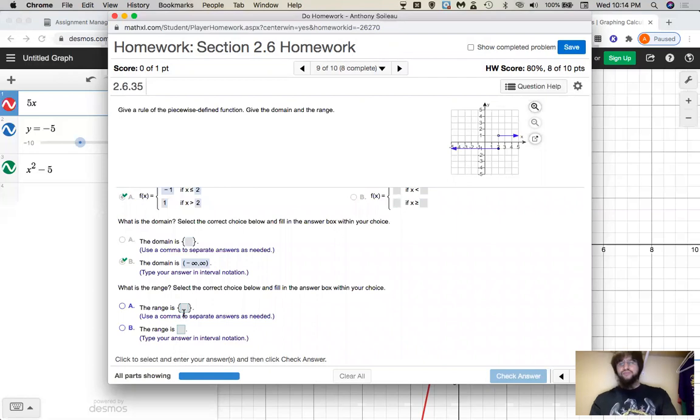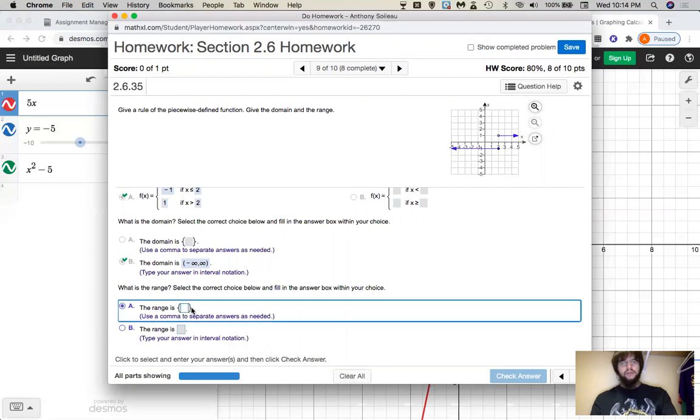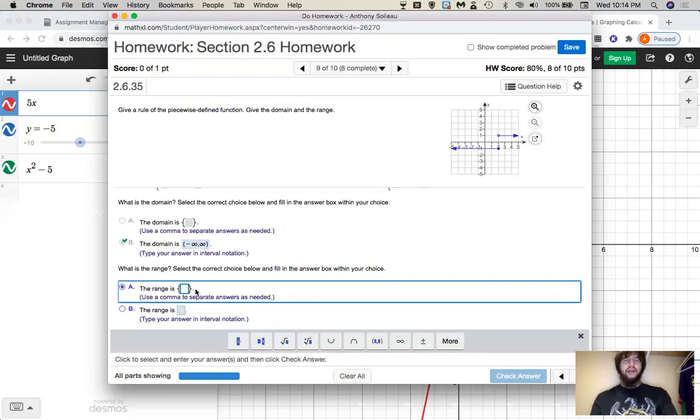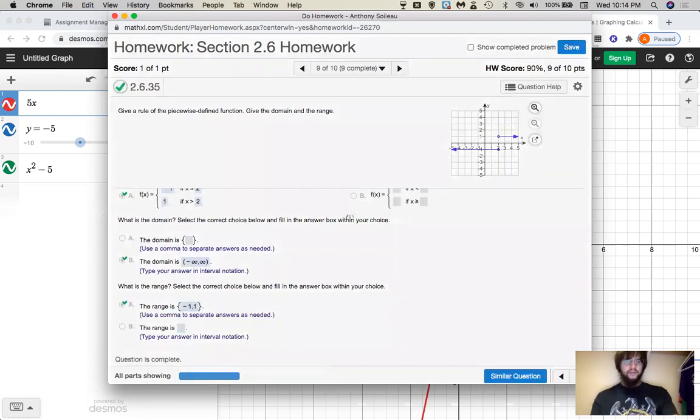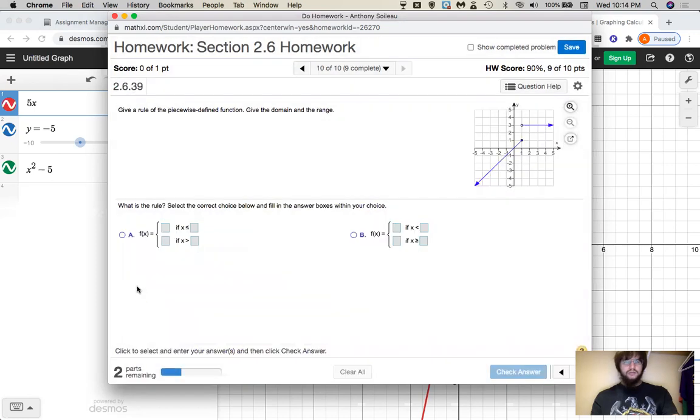Now the range. It's not going up and down. It's just -1 or 1. So I'm going to do that right in here. I need set notation. -1, 1. There it is. And then it is the next question.